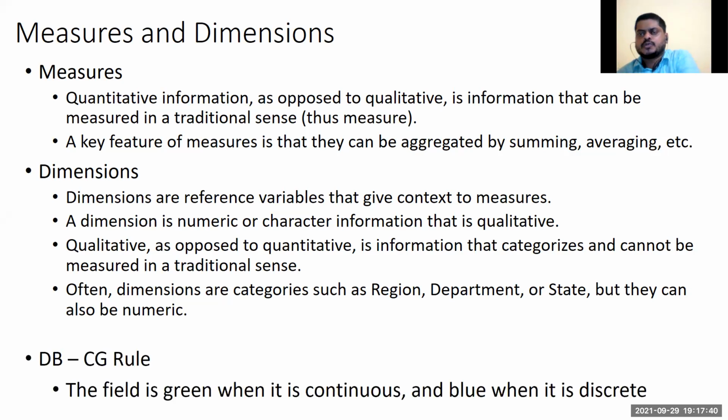We looked into an important concept: whenever it is green it is continuous, whenever it is blue it is discrete, right? That's why quarter was in continuous, and I changed it into discrete, because generally we take quarter as separate, quarter one, quarter two, there is no continuation of quarters, right? So that is the DB and the CG rule: discrete blue and continuous green.